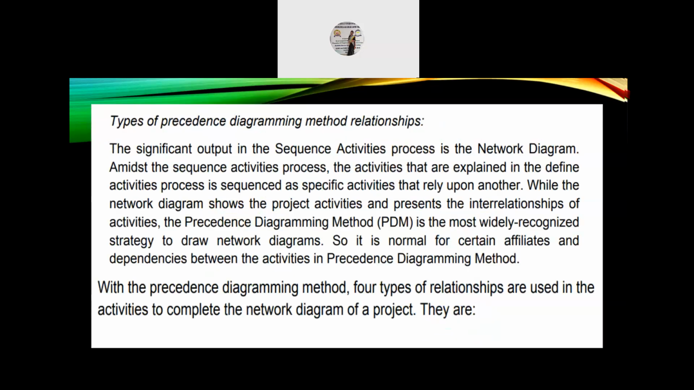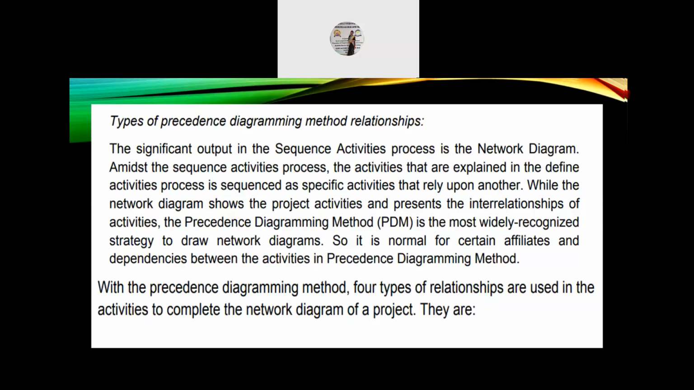So, types of precedence diagramming method relationships. The significant output in the sequence activities process is the network diagram. The activities that are explained in the define activities process are a sequence of specific activities that rely upon each other. While the network diagram shows the project activities and presents the interrelationships of activities, the precedence diagram method, PDM, is the most widely recognized strategy to draw network diagrams.